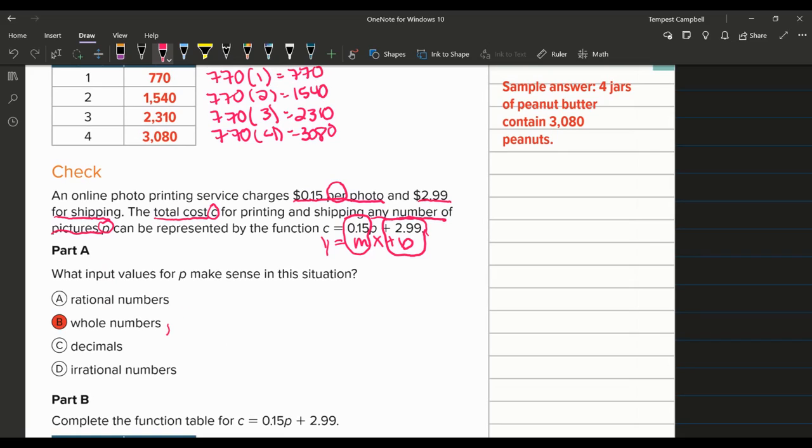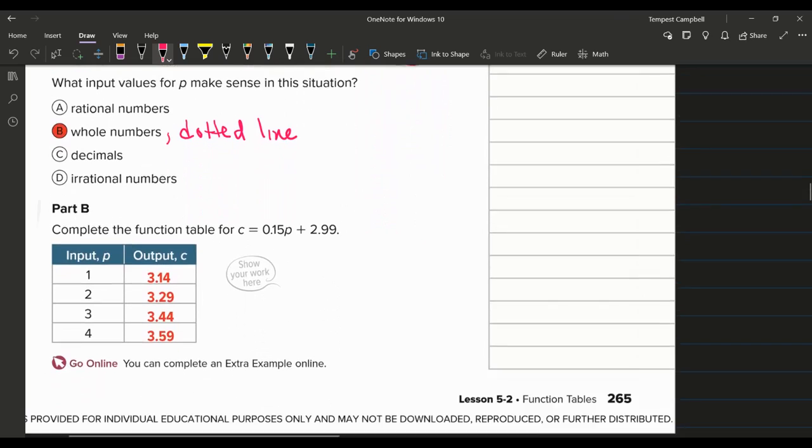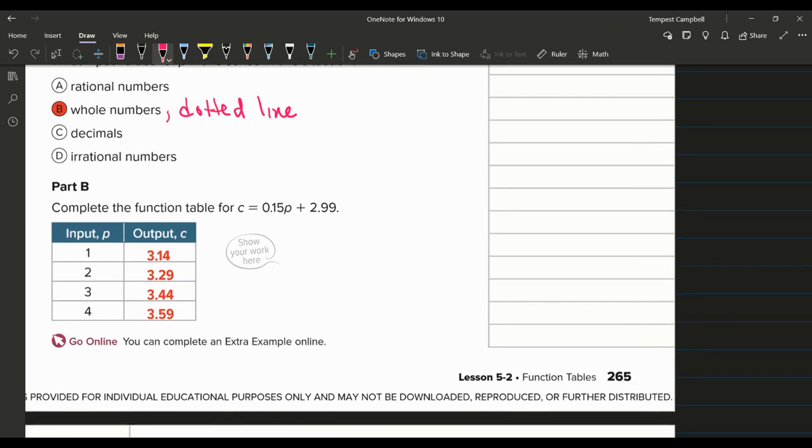We're going to have a dotted line. That's the other idea I need you to pull from this. So we're going to complete our table. When we complete our table, what I would suggest doing is writing down your function with parentheses where we're going to plug in our input value, which is P.